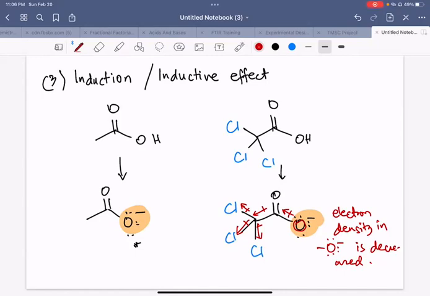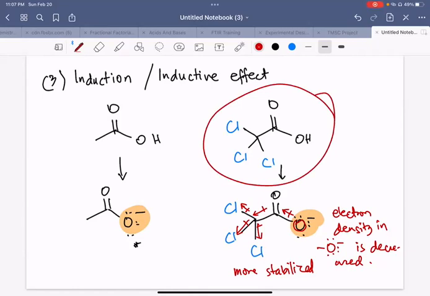Remember that any stabilizing effect will lower the energy. That's why it's stable. When you have stability, that would always constitute lower energy. And when you have a more stabilized compound, this is more stabilized, by the way, as compared to the other one. So when you have the more stabilized conjugate base, the acid of that conjugate base is the more acidic one. So therefore, comparing acetic acid and trichloroacetic acid, trichloroacetic acid is the more acidic.